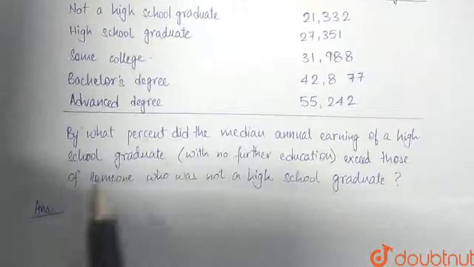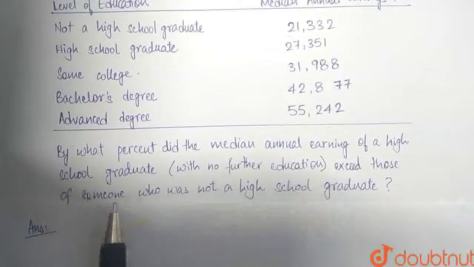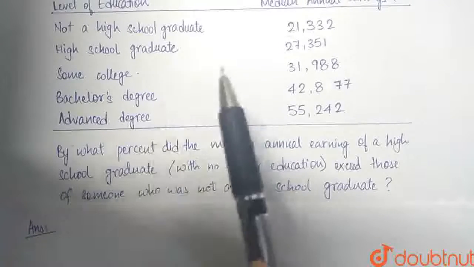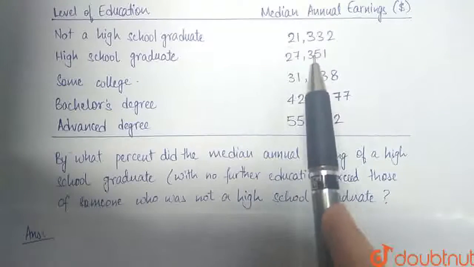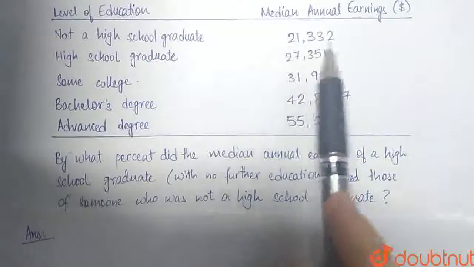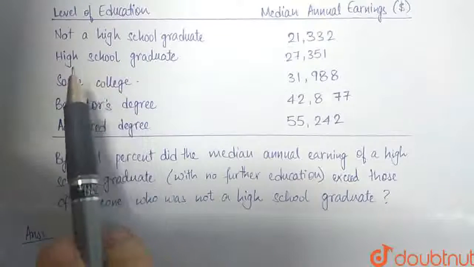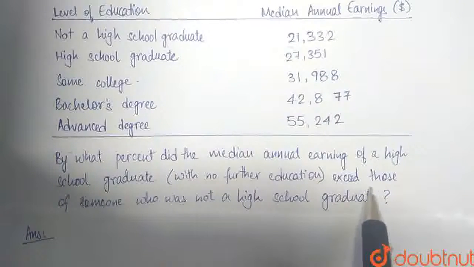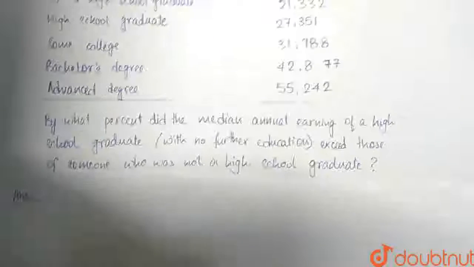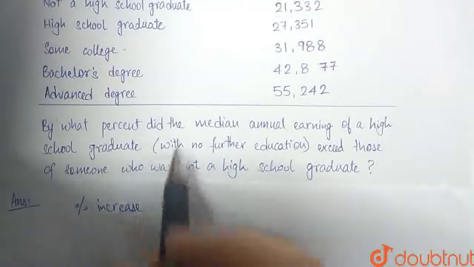The question says, by what percent did the median annual earning of a high school graduate with no further education exceed those of someone who was not a high school graduate, right? So basically, how much did the second value, 27,351, exceed the first value, 21,332, in terms of percentage? It is the percentage difference relative to not a high school graduate, since it is asking us how much it exceeded this value. So let us term it as percentage increase, right? That is what they are asking here.